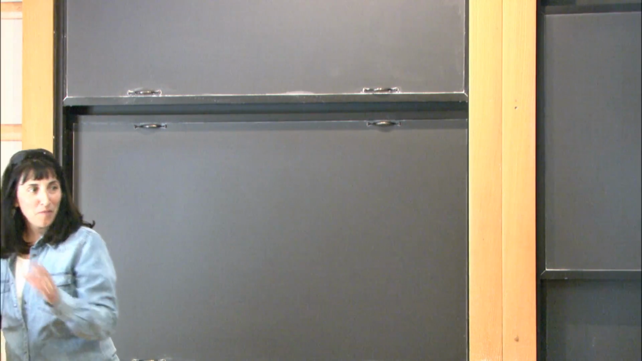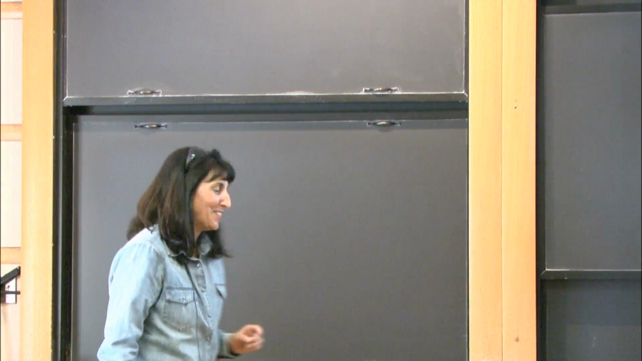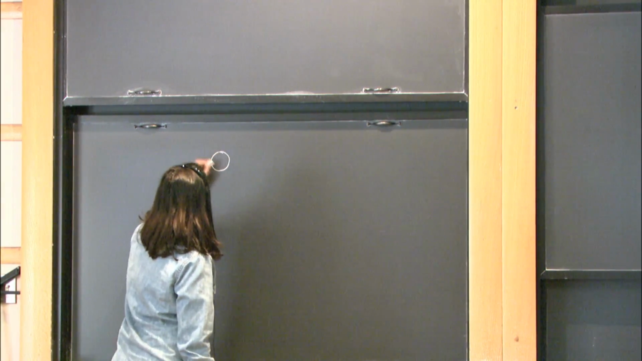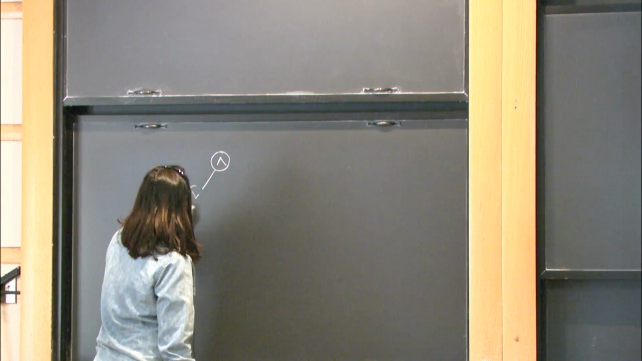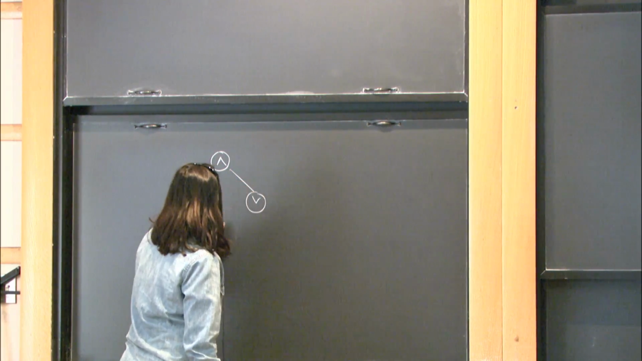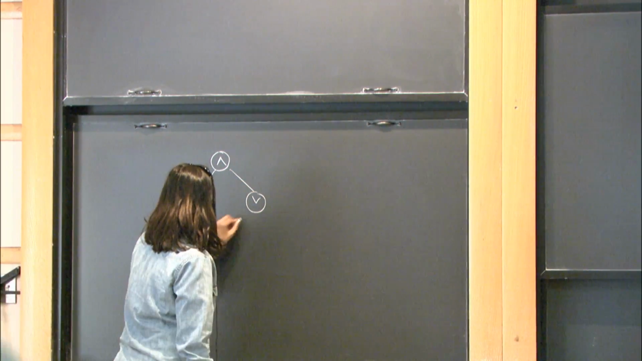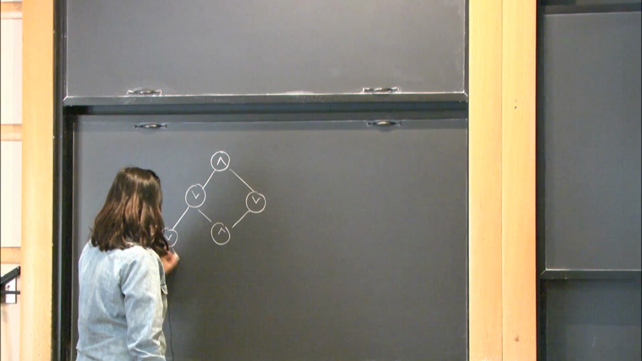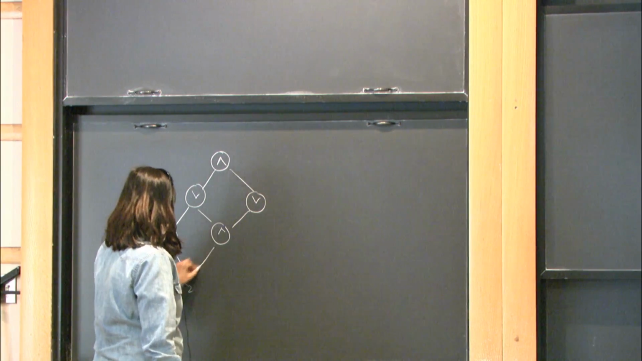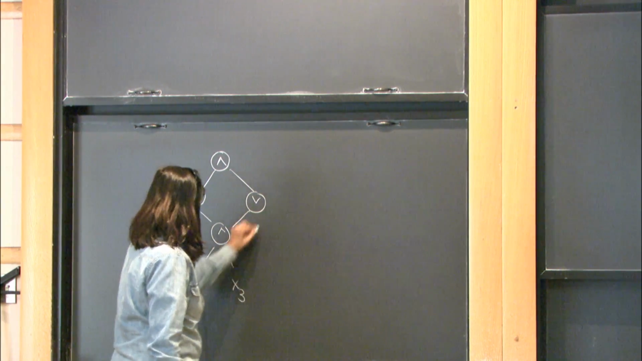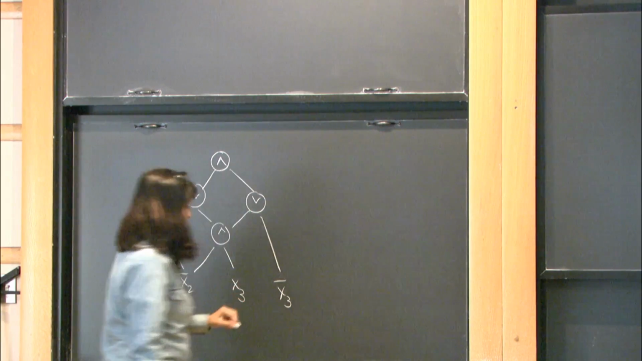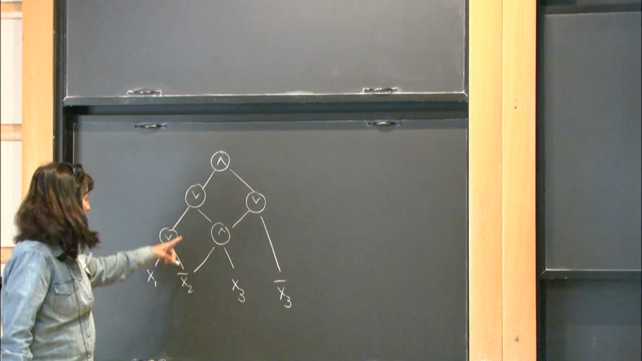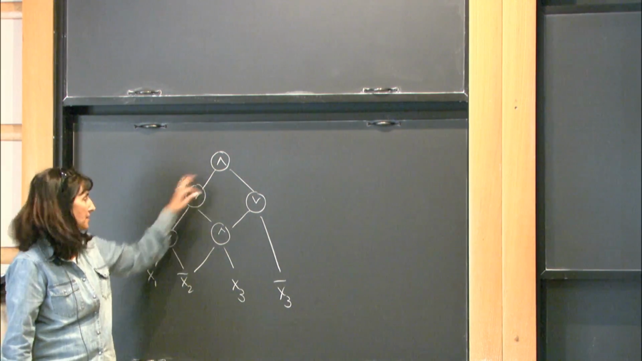So I was told that maybe people didn't all know what Boolean circuits are, so I'll tell you what they are just in case. So a Boolean circuit, I'll give you an example. Here would be an example of a Boolean circuit over 3 Boolean input variables. And the intermediate gates of the circuit, it's a directed acyclic graph.